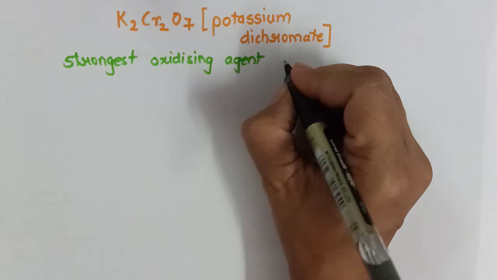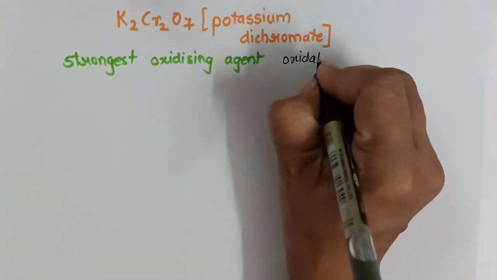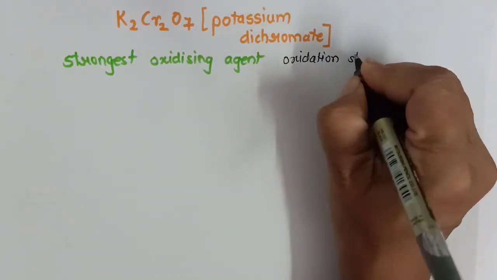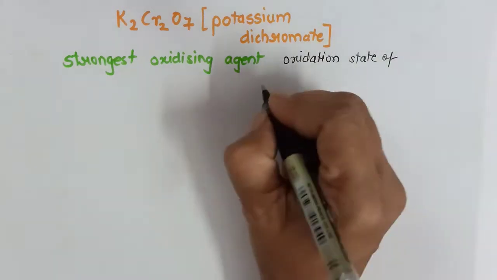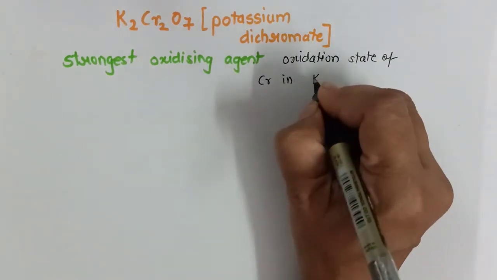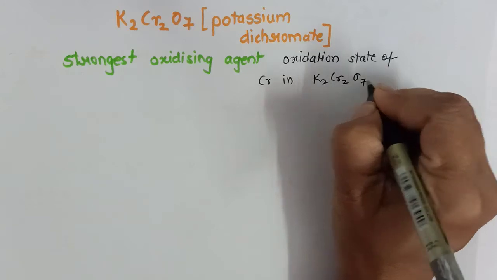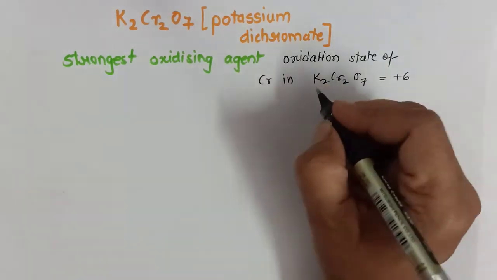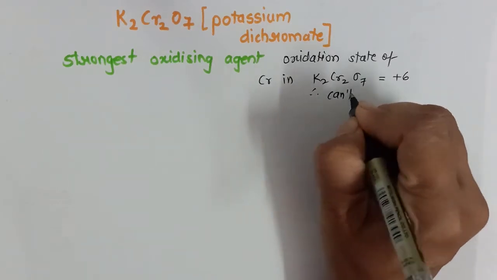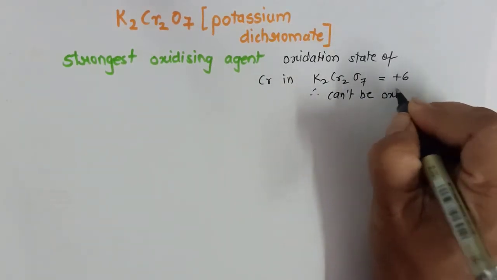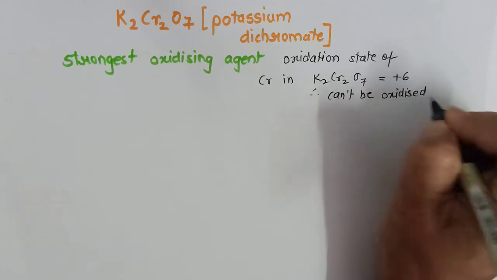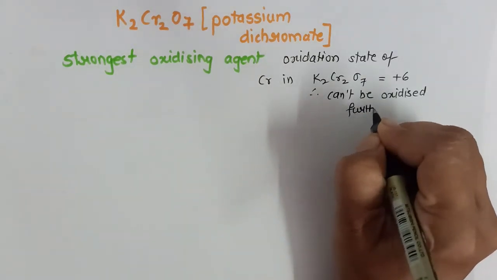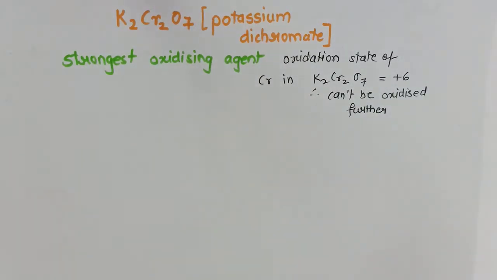The reason lies in the oxidation state of chromium. The oxidation state of chromium in potassium dichromate is +6, which is its highest oxidation state and therefore it can't be oxidized further. So what will happen? It itself will get reduced. Therefore it acts as a strong oxidizing agent. So now we will study its preparation method.